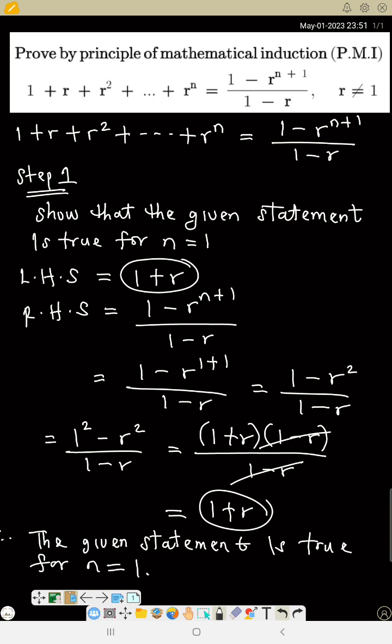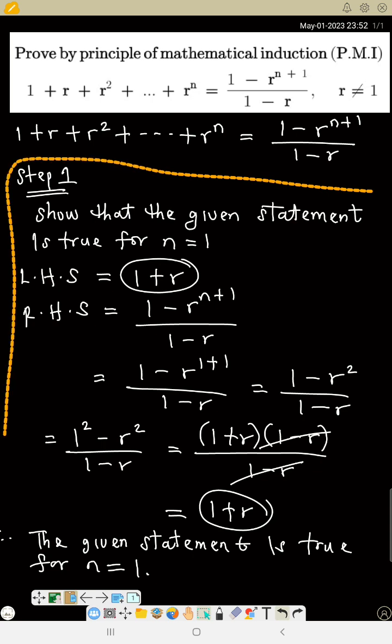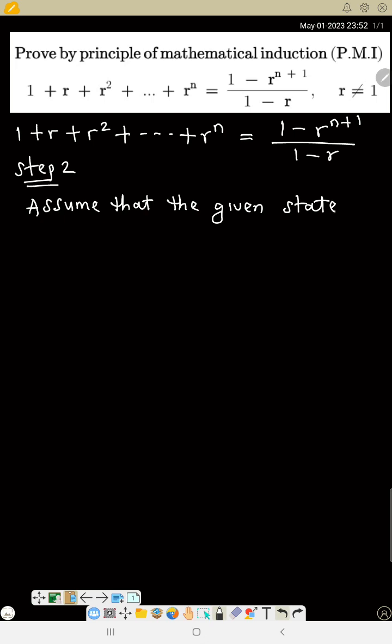So now let's show step 2. Step 2. Assume that the given statement is true for n equals to k. So assume that the given statement is true for n equals to k.